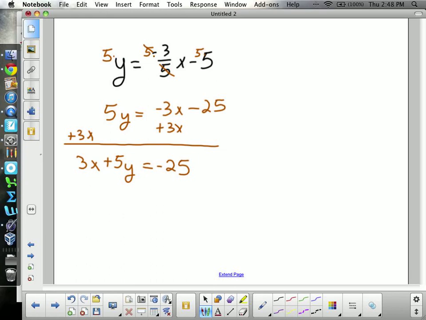All right? But that's pretty much the process. Get rid of fractions, move the x. So multiply and move the x. Going the other way, it was move the x and divide. They're just opposites. Other questions?